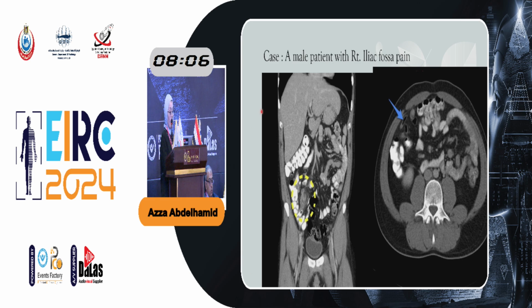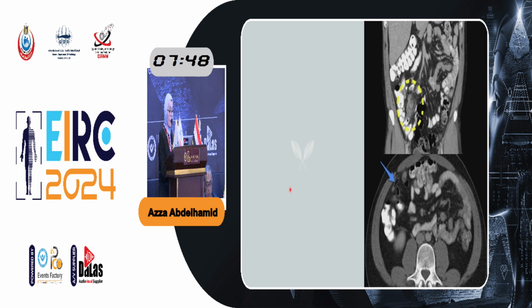This is a male patient with right iliac fossa pain. We found this abnormality here, might be appendicitis, but it's crucial to locate the normal appendix in that case. So this is a case of Meckel diverticulum, and you know it's Meckel by the presence of blood cells in the stool. Okay, so this is Meckel.